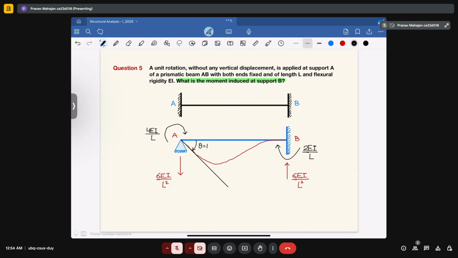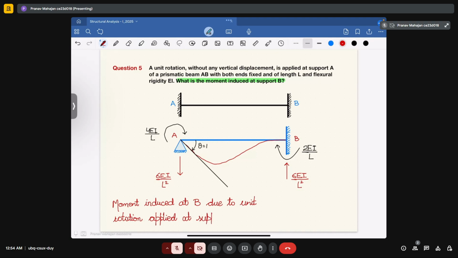So moment induced at B due to unit rotation applied at support A will be equal to 2EI upon L. Okay, so this is how you will solve the problems related to this.